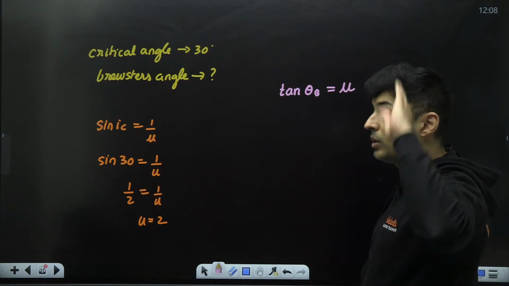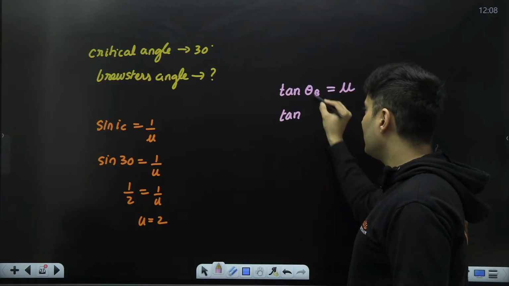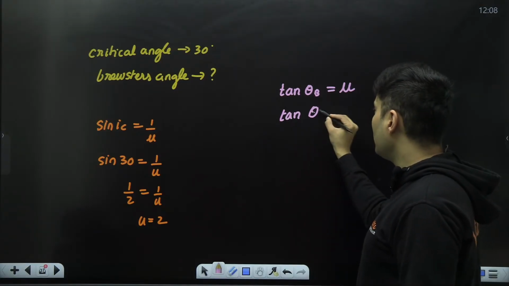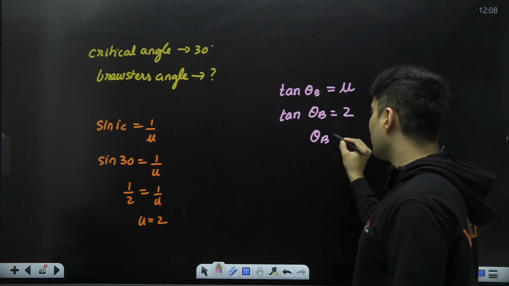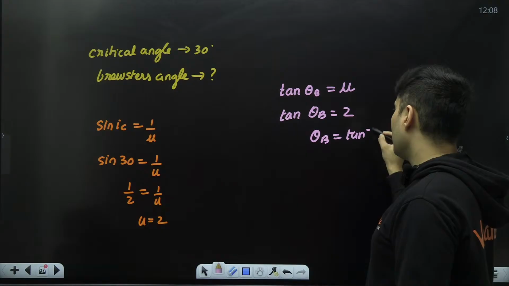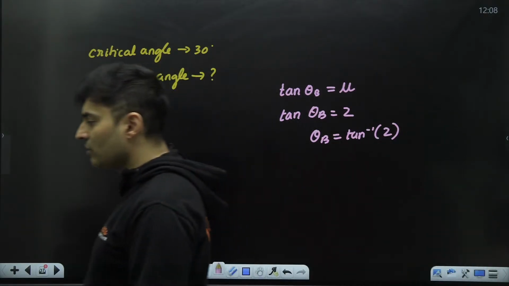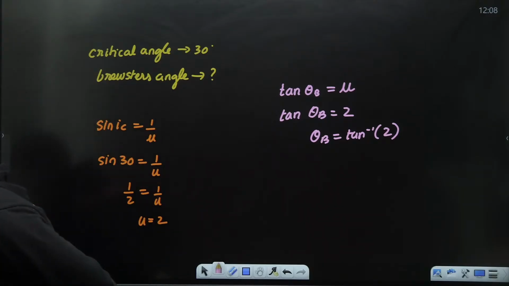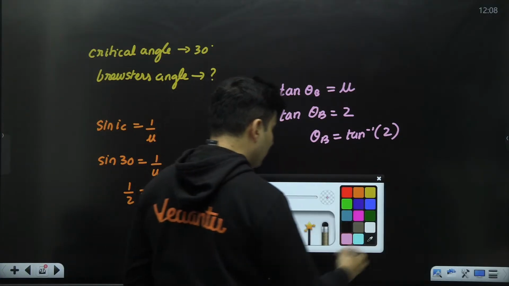So this is related to the polarization of light concept. So then you will just say tan of theta b is basically mu. Mu is nothing but 2. So theta b, Brewster's angle, will be tan inverse of 2. So that is your answer. So the Brewster's angle is tan inverse of 2. Is that absolutely clear, my dear students? Everyone? Yeah. So this is with respect to that Brewster's law.